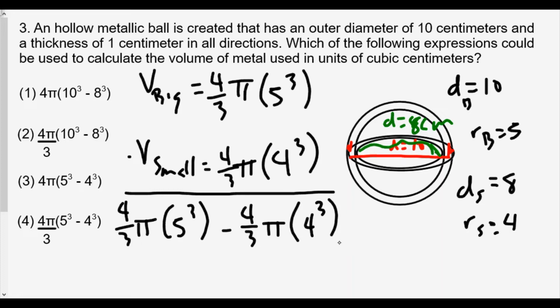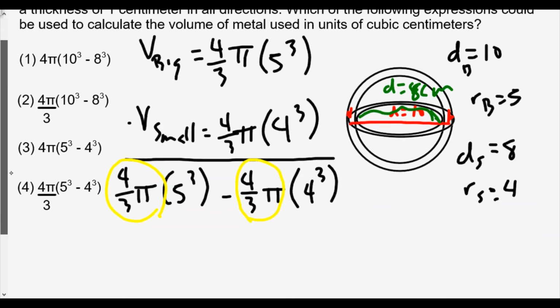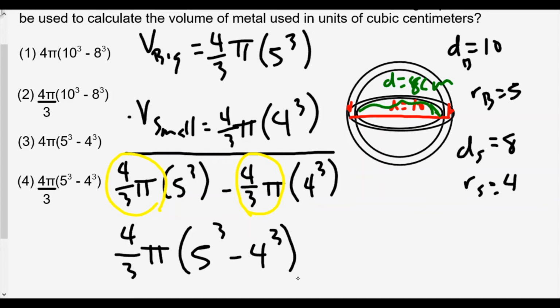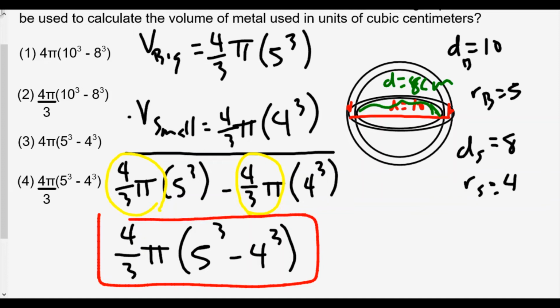And it makes sense because here we can see that there's a greatest common factor. The greatest common factor for both of these terms is 4/3 pi. So what we're going to do now is factor out 4/3 pi. And we're left over with 5 to the 3rd minus 4 to the 3rd. And this will be the answer we have. And that's going to be here, choice 4.